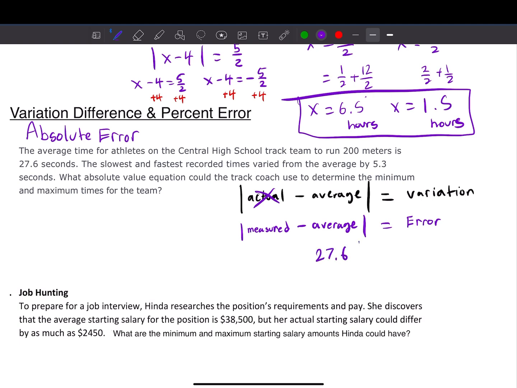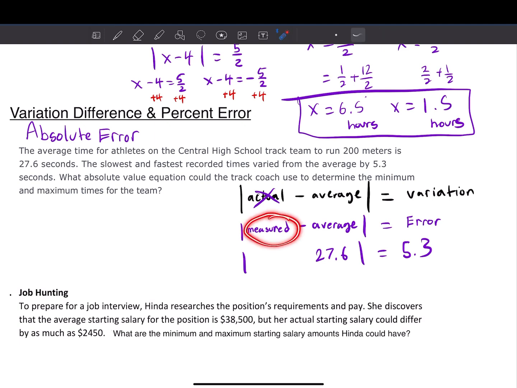That's our average. And then we have the error. Let's see. The slowest and the fastest recorded times vary from the average by 5.3 seconds. So what does that mean? The fastest runner and the slowest runner, they were off from the average. They weren't true and perfect to the average. They were off just a little. How much did they vary? 5.3 seconds. How much was the error from the average? 5.3 seconds.